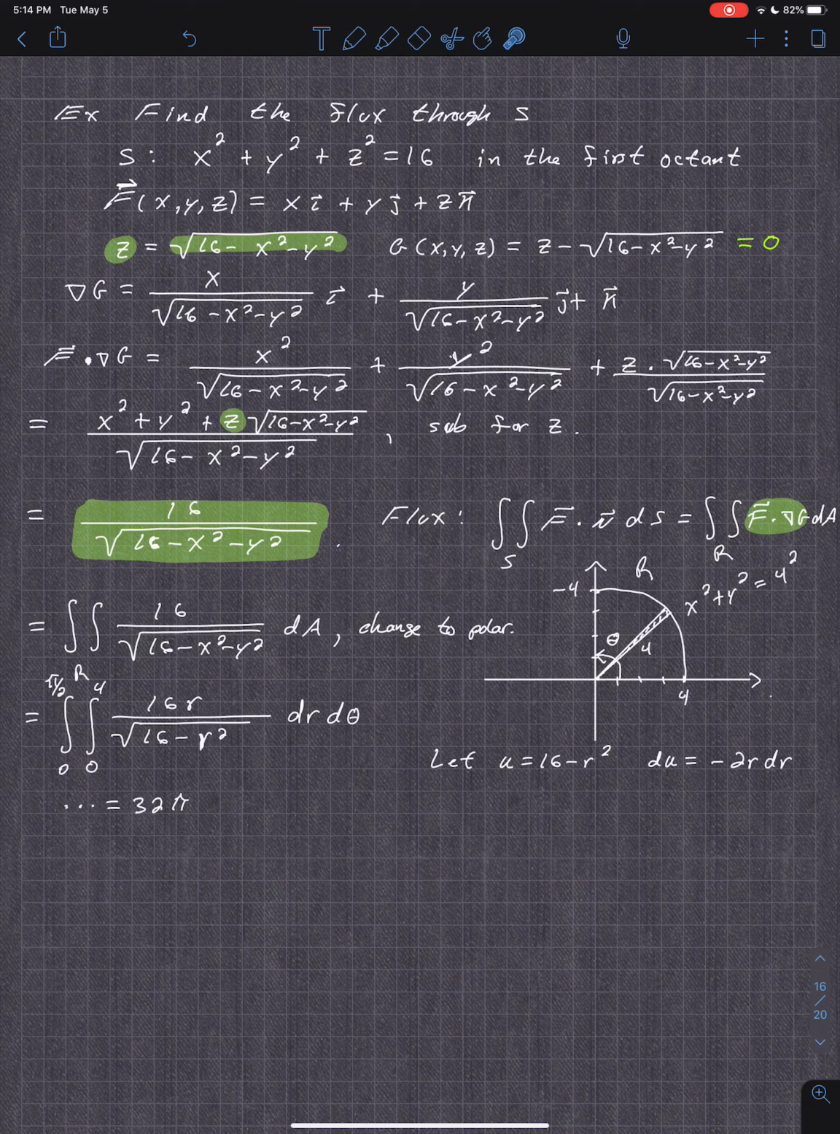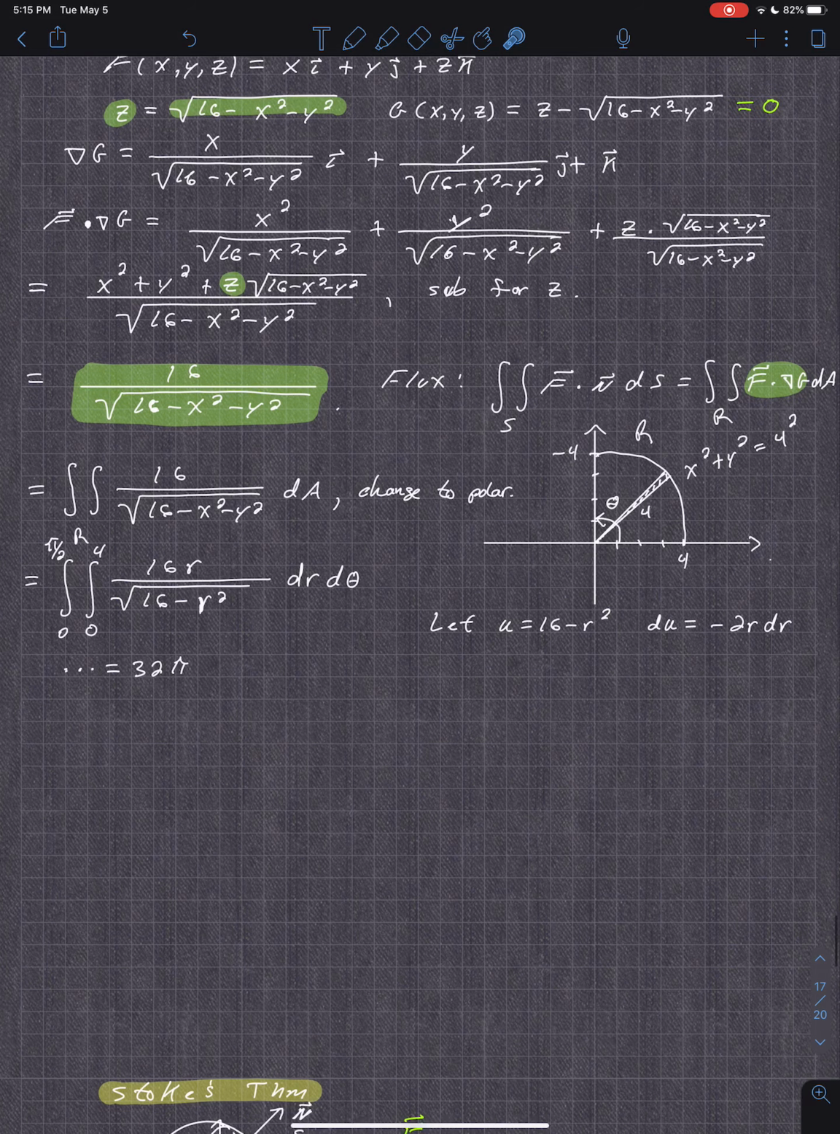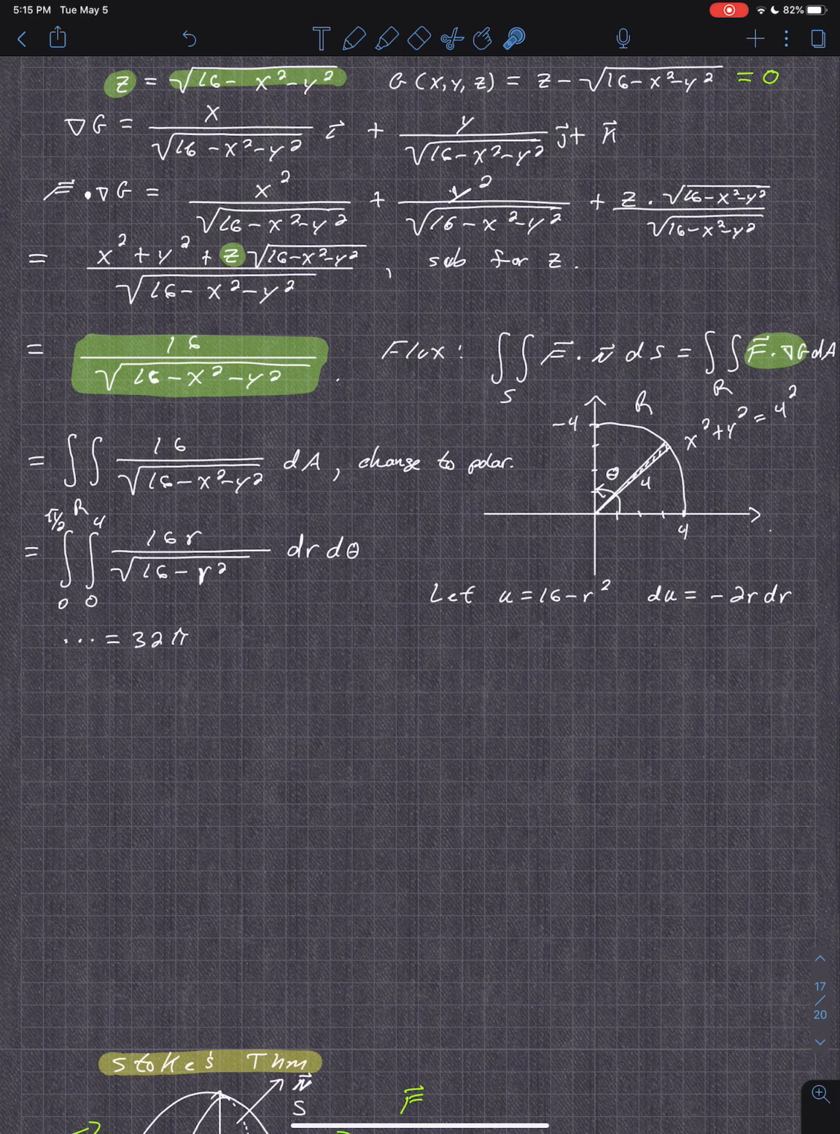So your flux is F dot n dS, which is actually F dot gradient of G dA. So this is what we're going to use right here, and then it's dA. So our region in the xy plane is this. So that's my R. And so when z is 0, you get x squared plus y squared equal to 4 squared. So you might as well use polar there, or cylindrical, basically. So you evaluate this, and don't forget your extra r, 16r, and then it's dr d theta. So evaluate this and see if you can get 32 pi.